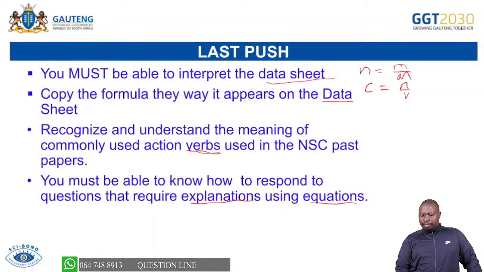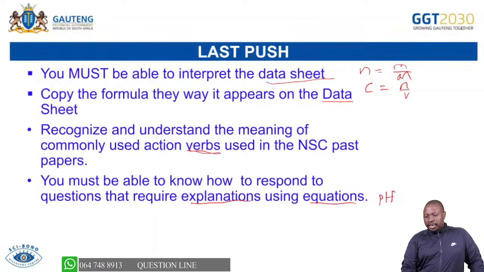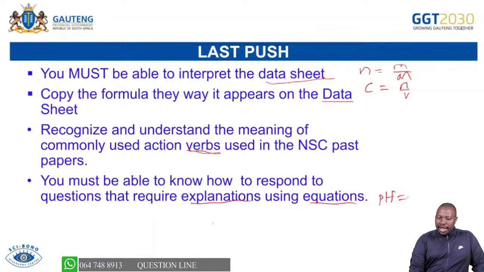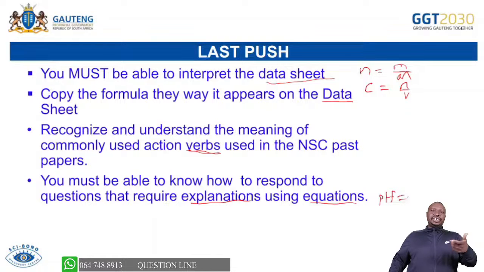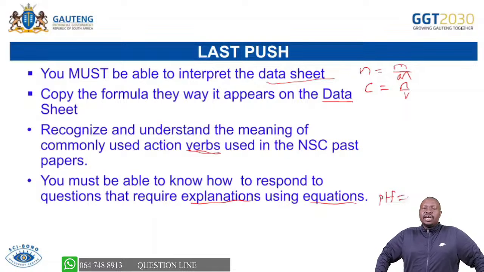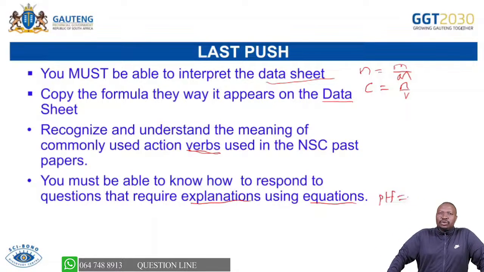For example, when you are writing pH, you can't write a capital P. It must be that small p, and then you are able to write pH correctly. So just ensure that you are able to write these formulas the way they appear on the data sheet. It is important. You can't change a small letter to a capital letter, because it changes the meaning of the formula. So please copy it the way it appears so that we don't lose marks.